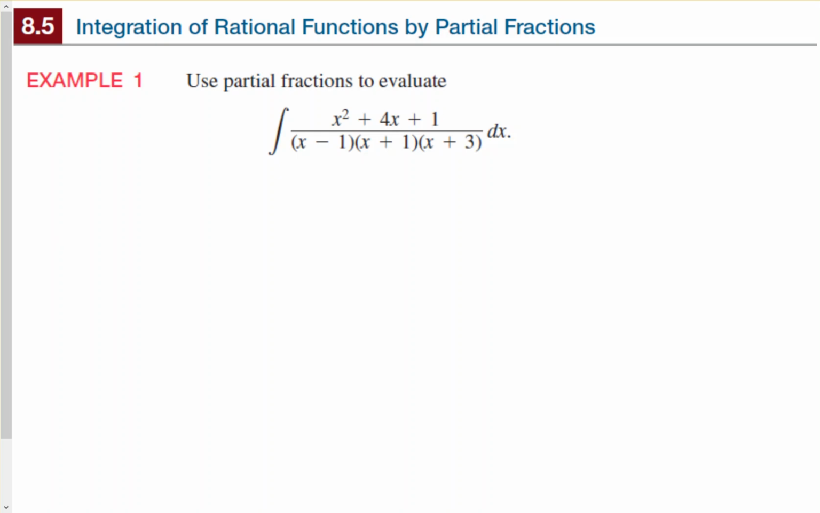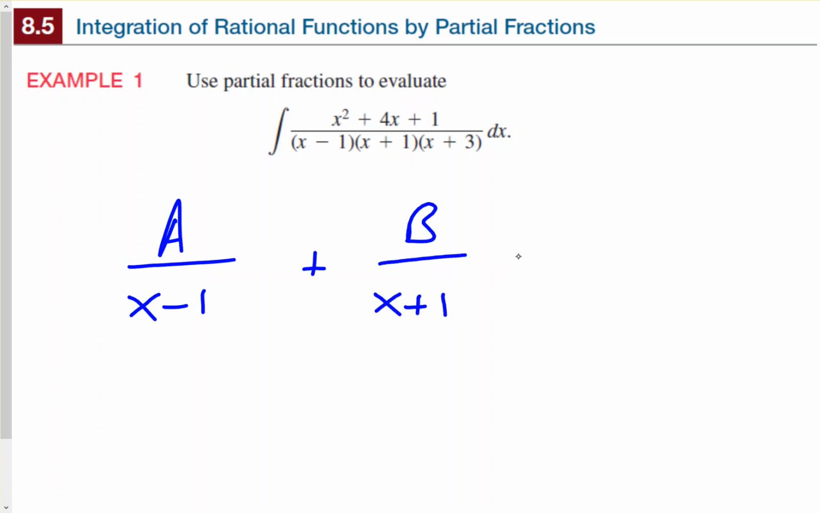So we know that we could write this into three fractions. We have three denominators. Right, so we would have, for example, a over x minus 1 plus b over x plus 1 plus c over x plus 3.